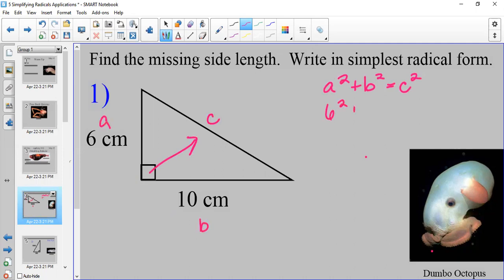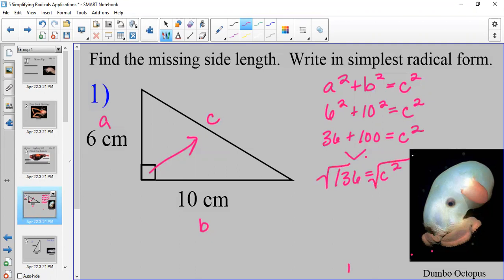So we have 6 squared plus 10 squared equals C squared, which is 36 plus 100 equals C squared. We've already done this year. We add those together to get 136 equals C squared. And to get rid of the squared, we square root. Now here is where we would type this in our calculator. But next year in geometry, they might ask for the answer in simplest radical form, not to the nearest tenth.